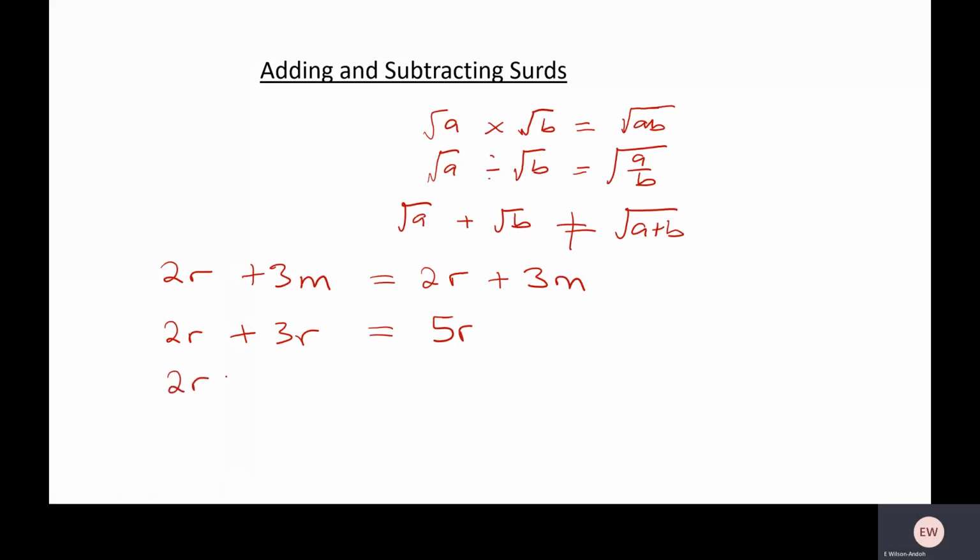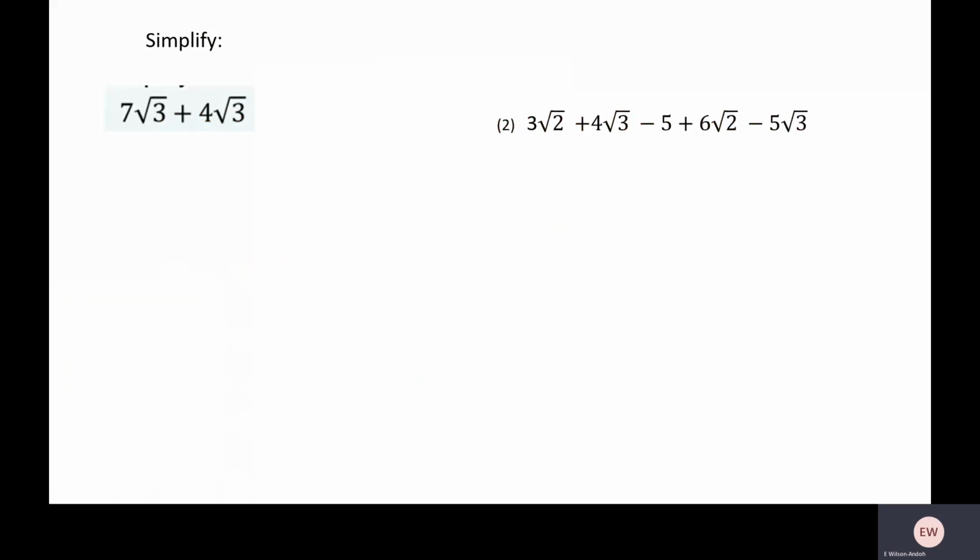Now the 2O, which is 2 times O, is the same as 2 lots of O, and 3M is the same as 3 lots of M. Let's see how we can apply this in adding and subtracting surds. One thing we have to note is that anytime you want to add or subtract surds, make sure that the surds in the terms are simplified.